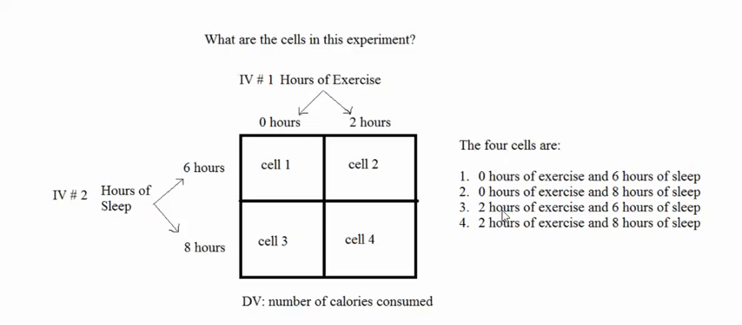Well, these would be the names right here. So our first cell is 0 hours of exercise with 6 hours of sleep. The next cell is 0 hours with 8 hours. The third cell is 2 hours with 6 hours. And the fourth cell is 2 hours with 8 hours. So these are the four cells.